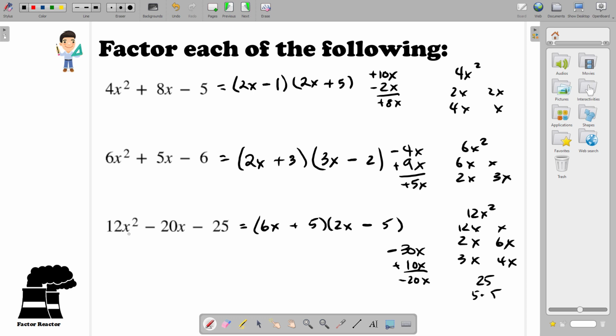6x times 2x is 12x squared. 6x times negative 5 is negative 30x. 5 times 2x is positive 10x. Combine those like terms, we get the negative 20x. And positive 5 times negative 5 is negative 25.